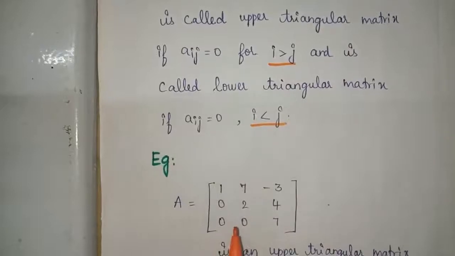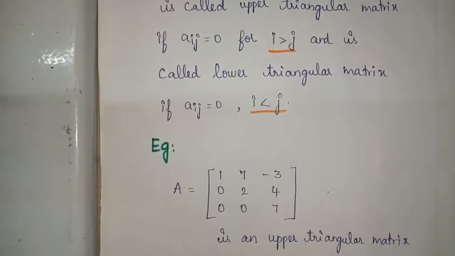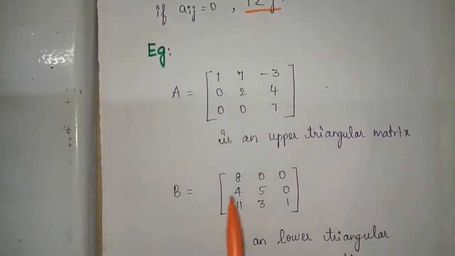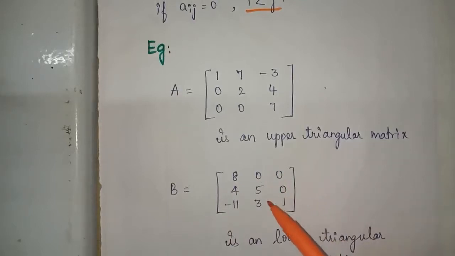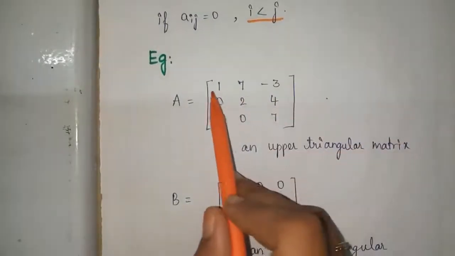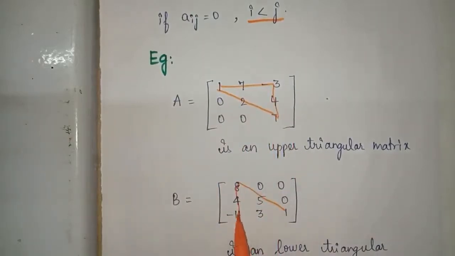So example, A is equal to 1 7 minus 3, 0 2 4, 0 0 7 is called an upper triangular matrix, which is nothing but below diagonal elements are all 0. Similarly, B is equal to 8 0 0, 4 5 0, minus 11 3 1 is a lower triangular matrix because leading diagonal above elements are all 0. So in a lower triangular matrix only the lower triangle has elements. Likewise, in an upper triangular matrix only the upper triangle has elements. See, this is a form of triangle.